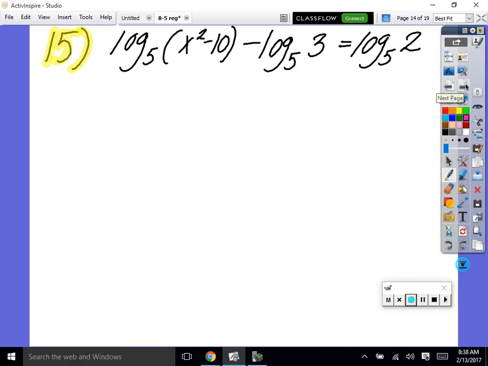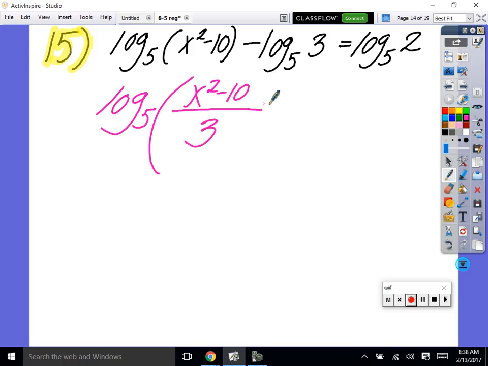So number 15, we have log to the base 5 of x squared minus 10 minus log to the base 5 of 3 equals log to the base 5 of 2. Because we have two logarithms split apart by subtraction, we can't undo it. So let's put them together using properties of logarithms. Log to the base 5 of, when you subtract, you divide. So that would be x squared minus 10 on top, divided by 3. Does everybody understand me? Which equals log to the base 5 of 2.